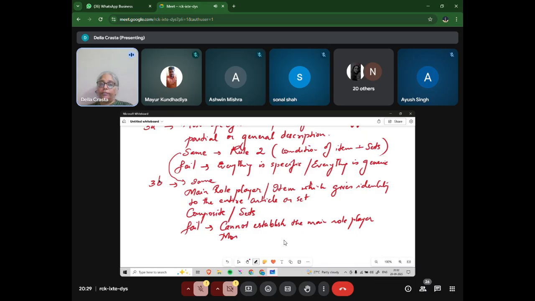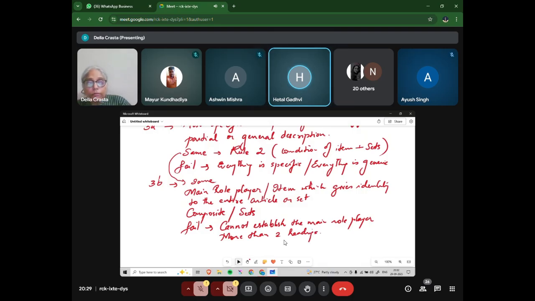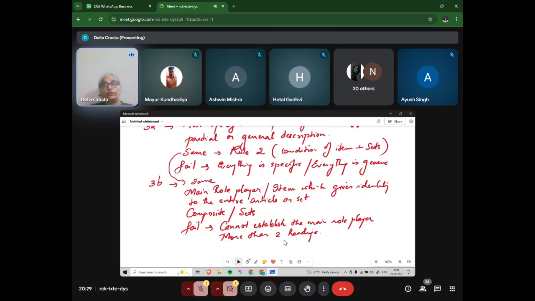More than 2 headings. Then we can go to 3A, no? Where the proportion is more. Proportion is more, which rule are you saying? 3B. No, in 3b we don't have to look at proportion at all. In 3b we have to identify that ingredient or that product which gives identity to the entire article, or which plays the main role in that particular whole set.